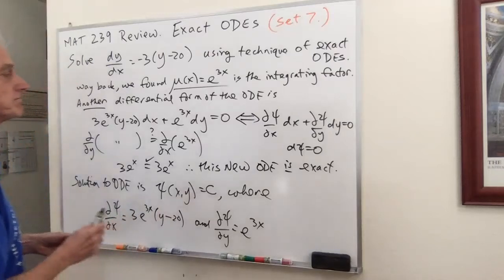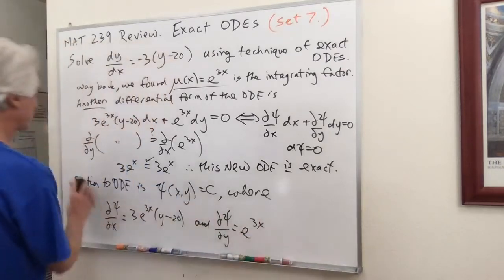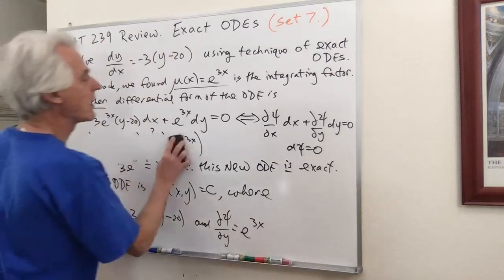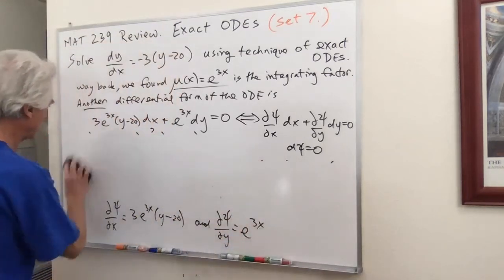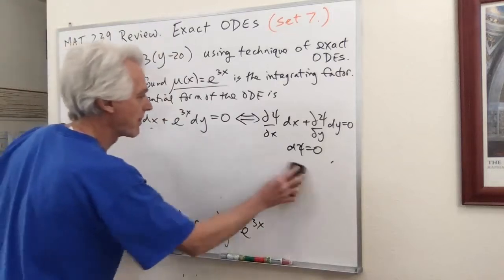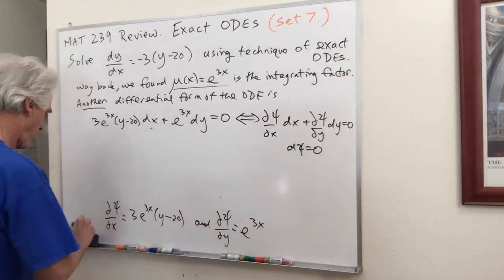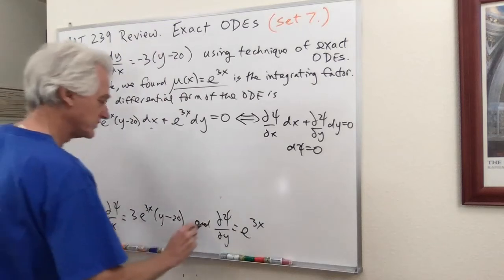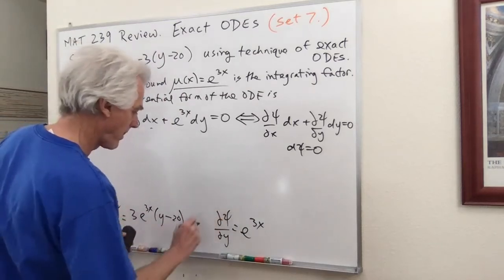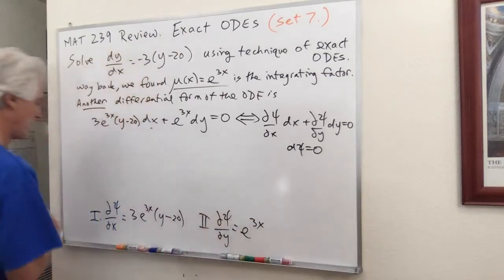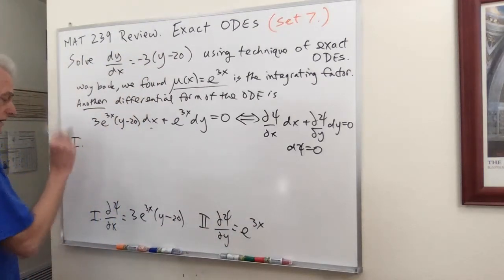All right. So let's go ahead and do that. I like to give these names. This is Roman numeral 1, and this is Roman numeral 2. So 1, okay.